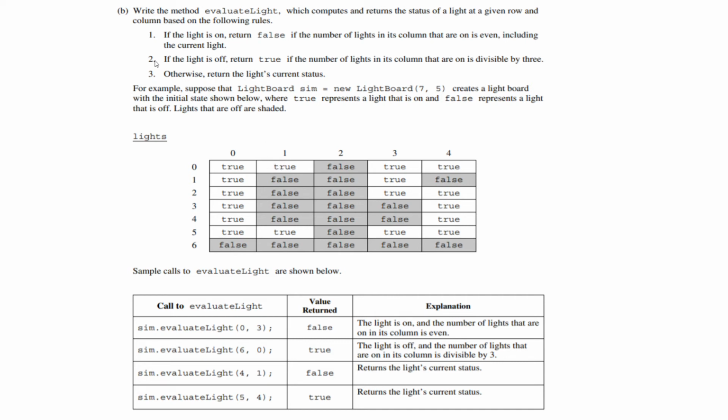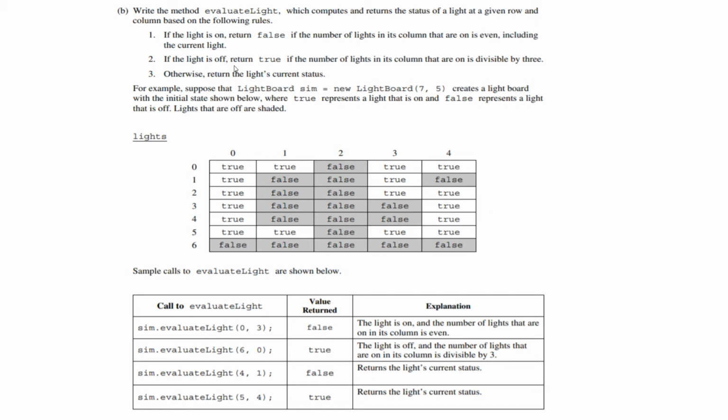Okay. And if the light is off, return true, but only if the number of lights in its column that are on is divisible by 3. So let's look at an off one, for example. This one's off, right? So now let's go ahead and look through the column here. This one is on, this one is off, and this one is off, right? So we got 2 for a count that are off.